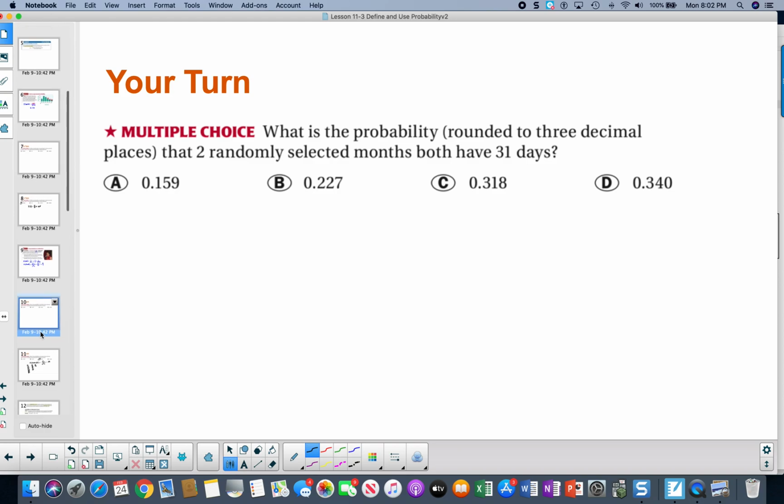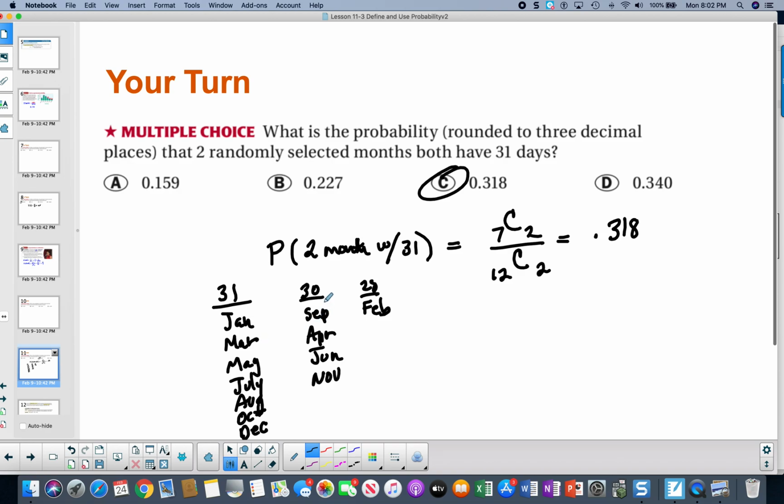Pause and see if you can find this one. And this is the answer. Very similar to the last problem.